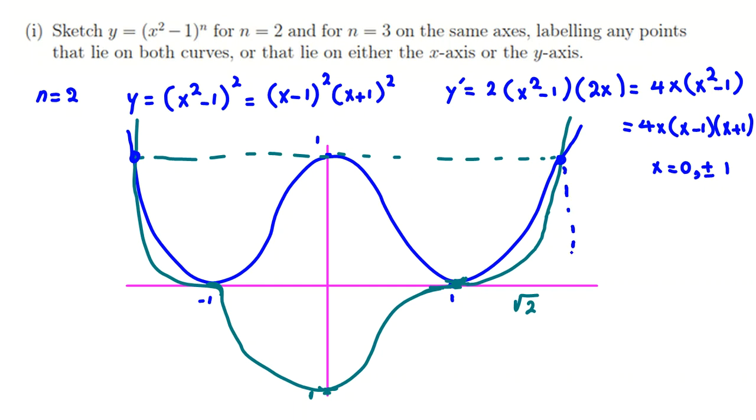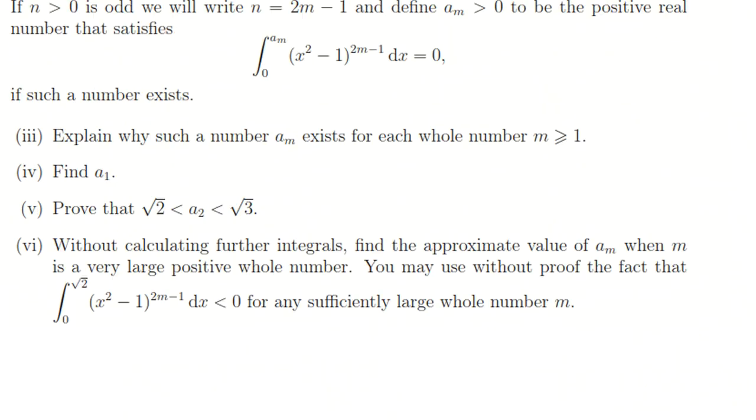Here, this part will be root 2. This part will be -root 2. And the diagram is symmetric about the y-axis. Okay. It says draw both of them on the same axis, labeling any points that lie on both curves. Okay, we found this point, this point, this point, 4 intersections, or that lie on either the x-axis and y-axis. Here, here. Okay, it was part 1. Let's solve part 2.